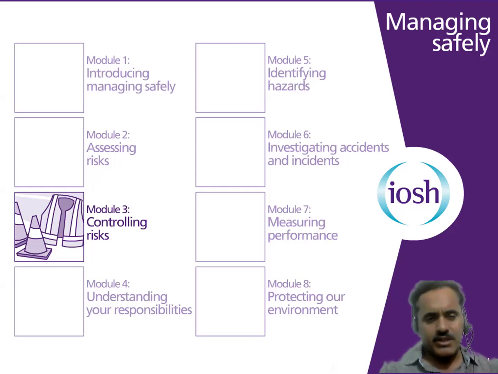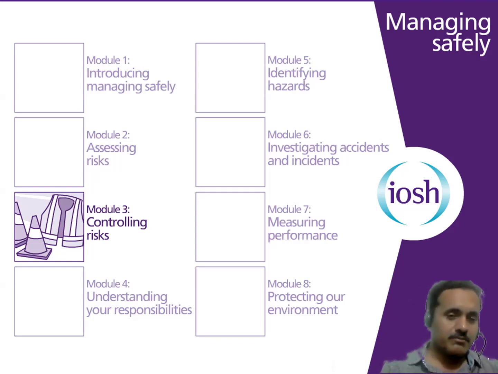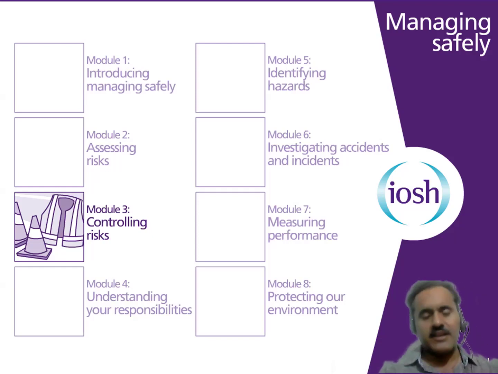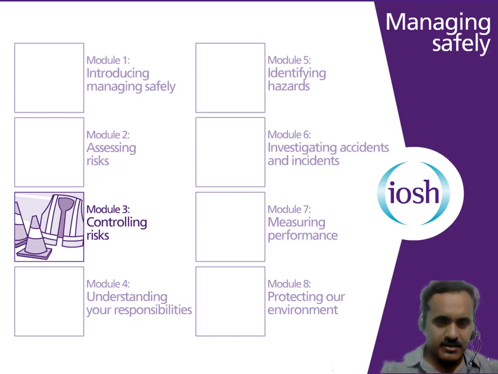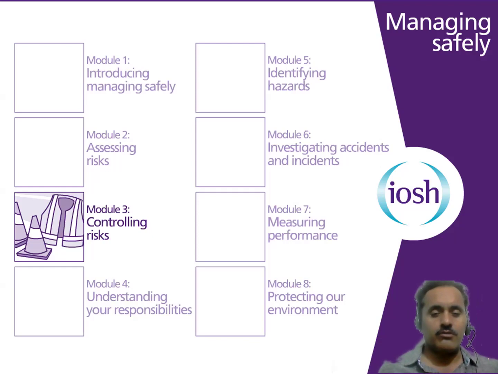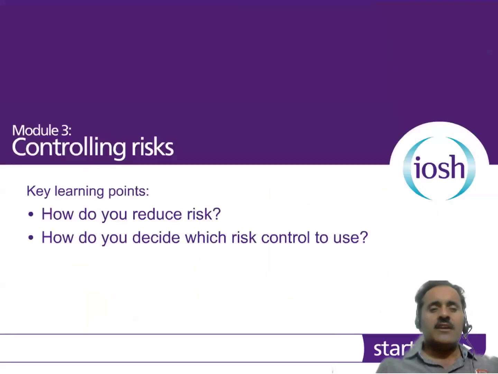In module number 3, we will discuss controlling the risk. Once the risks are identified and assessments are carried out, now is the time to take control measures. Control measures mean you are going to eliminate the risk, or you are going to handle the risk. In this chapter, we have 2 learning objectives.